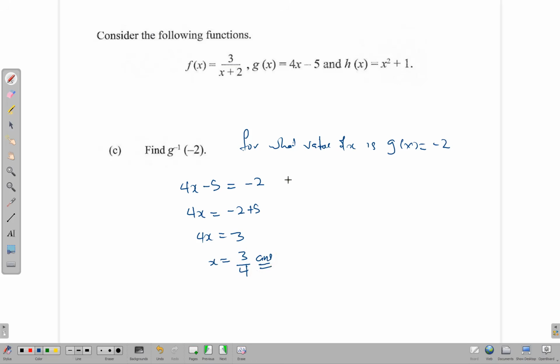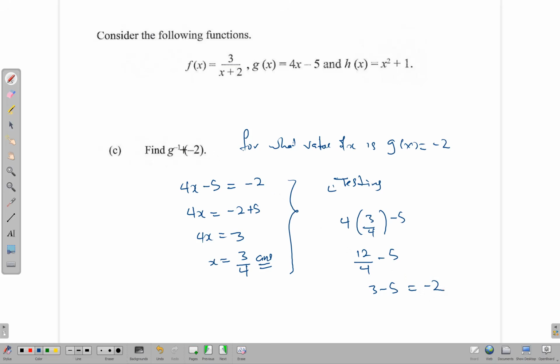Just checking it though, because sometimes you might not be sure and you want to check if your answer is correct. If we put 3/4 into g, do we actually get -2 for our answer? So let's see. Let me write it here. Testing. So 4 times 3/4 minus 5 gives us 12/4 minus 5. 12/4 is 3. 3 minus 5, it does give us -2.